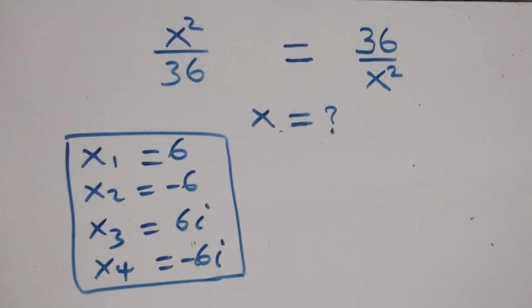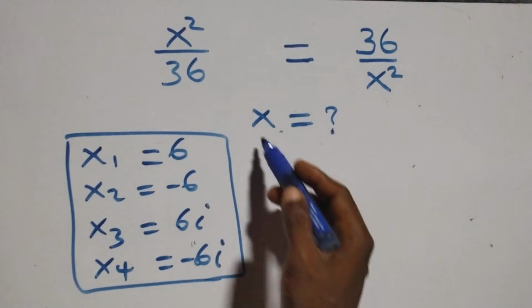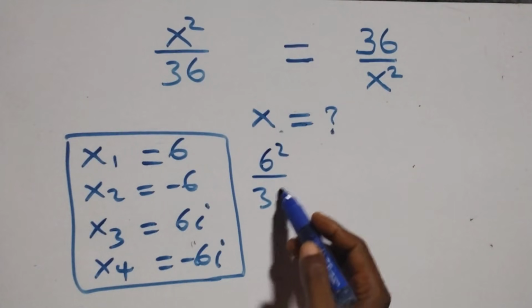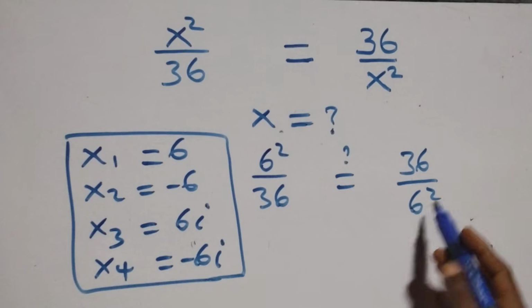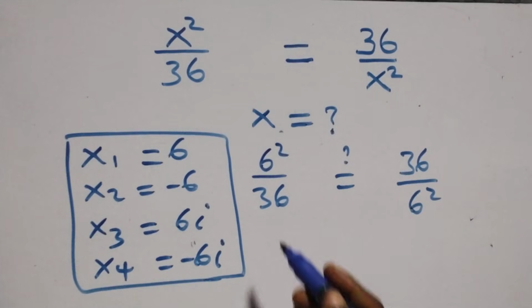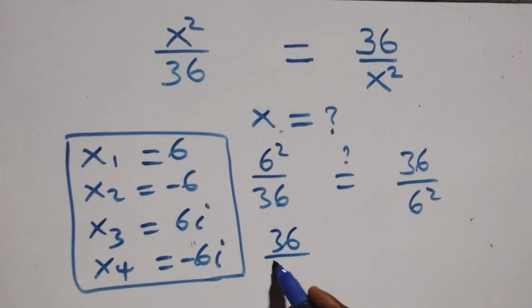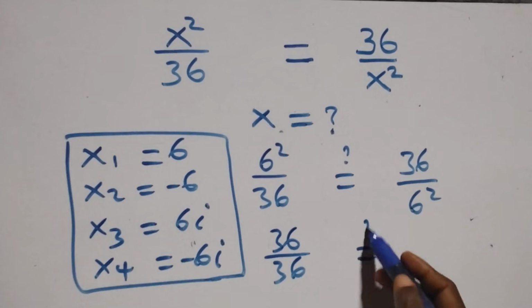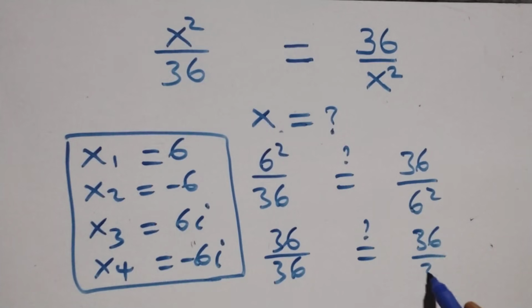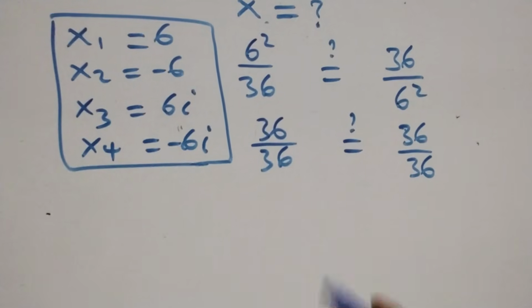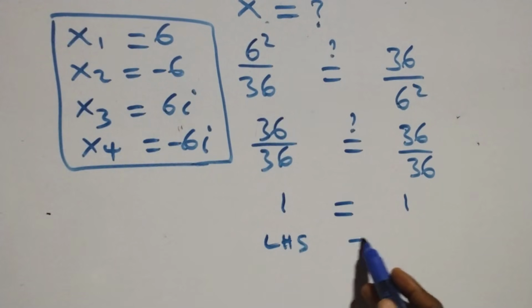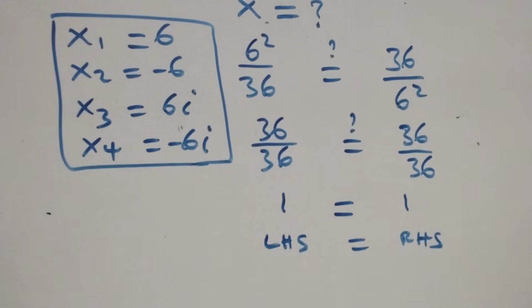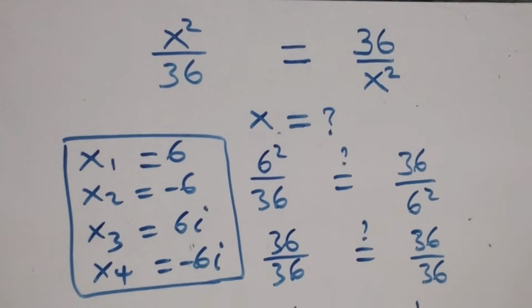Now, we check if this satisfies the given problem by substituting the values of x. When x equals 6, this becomes 6 squared over 36. Is this equal to 36 over 6 squared? That is, 6 squared, 6 times 6, is 36, so 36 over 36. Is it equal to 36 over 36? 36 over 36 is the same thing as 1, which equals 1. Left hand side equals the right hand side. That is, 6 satisfies the given problem.